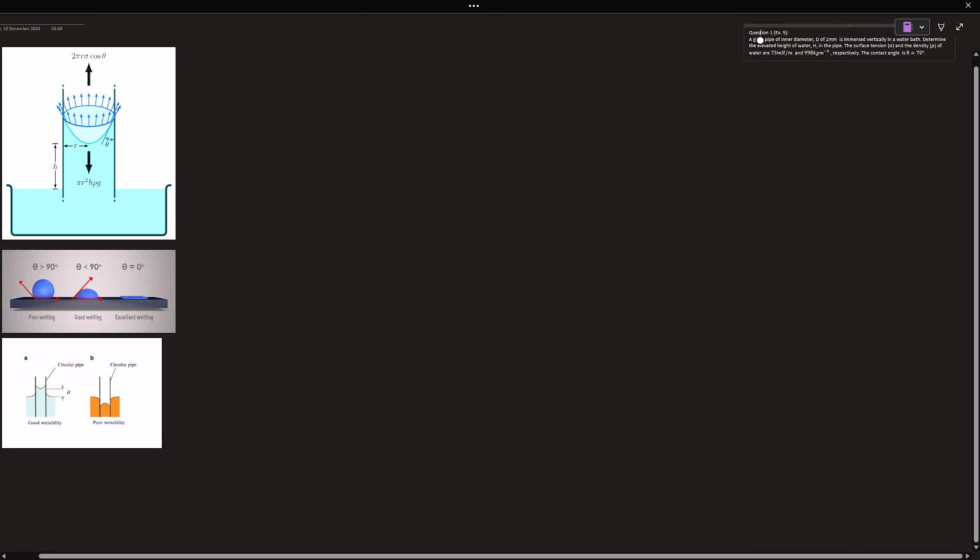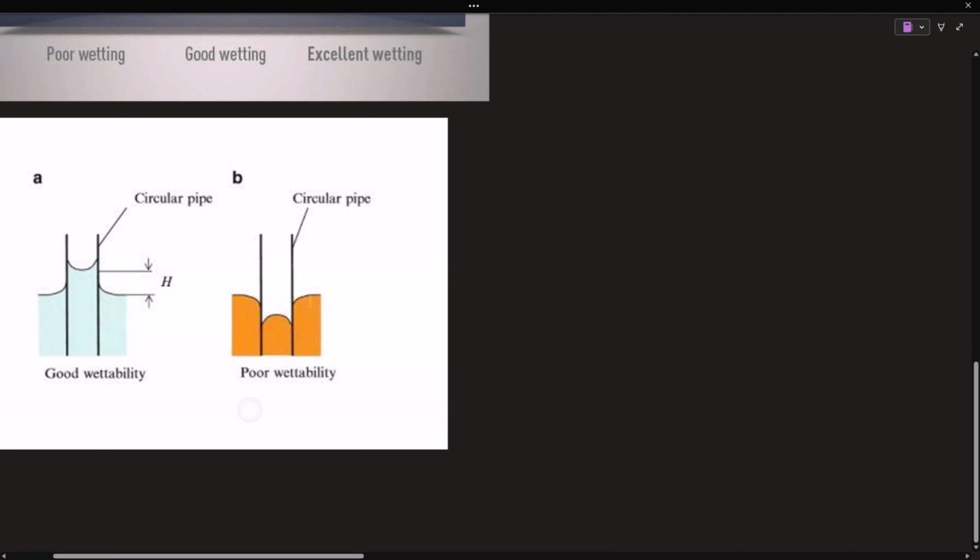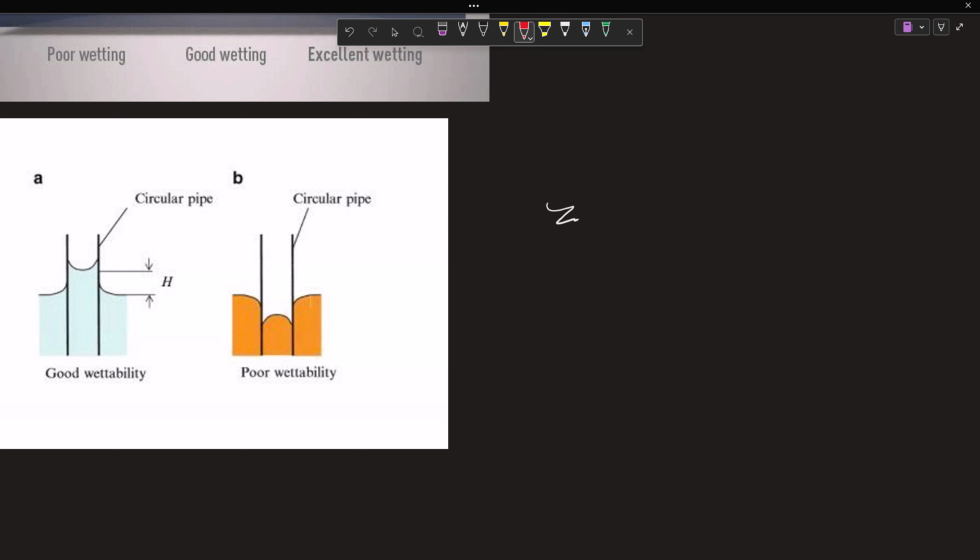So let's look at this tube. This is our narrow tube, right? So here, as you can see, sorry, let me change the ink. So here we could tell that we have a good adhesive property, right? Sorry, ADH. And here we could tell that we have a good cohesive. I'm going to explain that.